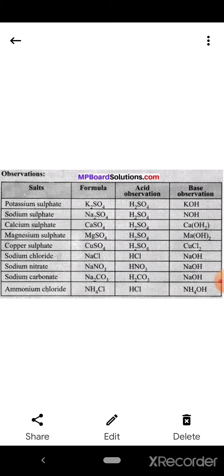Now see, acidic observation means what? Here we have to see their acidic observation as well as the basic observation. We have to check the stability here.